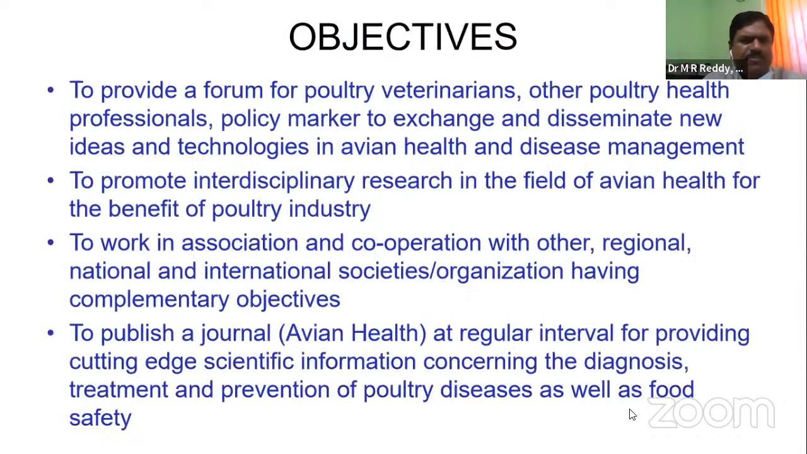The objectives of this association are to provide a forum for poultry veterinarians, other professionals, and policymakers to exchange and disseminate ideas and technologies in avian health and disease management, and to promote interdisciplinary research in avian health for the benefit of the poultry industry. Also to work in association and cooperation with other regional, national, and international societies and organizations having complementary objectives. And to publish a scientific journal, Avian Health, at regular intervals, with cutting edge scientific information concerning the diagnosis, treatment, and prevention of poultry diseases, as well as food safety.